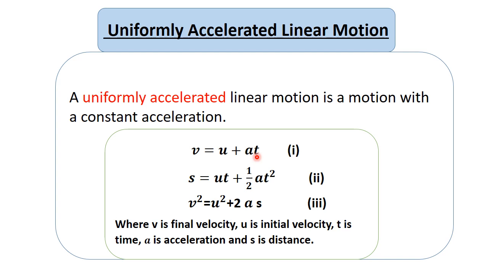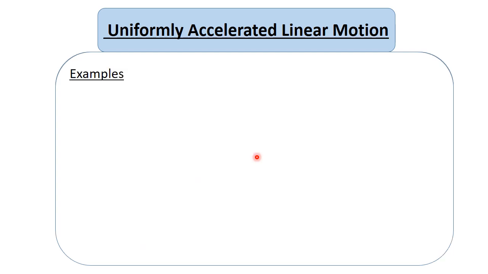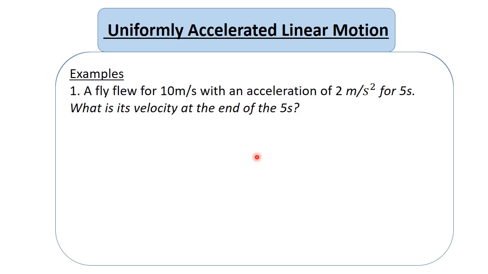To understand exactly what I'm trying to say here, let's take a look at examples. Example 1: A fly flew for 10 meters per second with an acceleration of 2 meters per second squared for 5 seconds. What is its velocity at the end of the 5 seconds? So this Mr. Fly here flew for 10 meters per second.